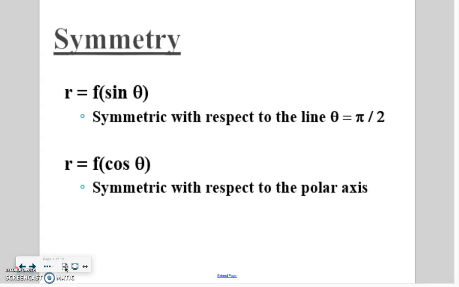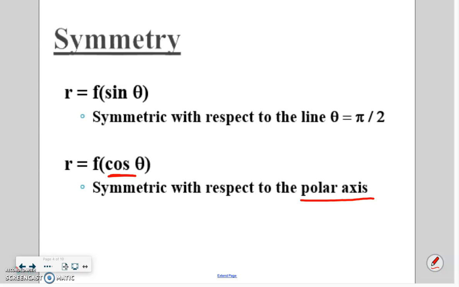Since we're in the polar system, remember that there is no x-axis, there is no y-axis. We have a polar axis, so you'll notice that anytime we have a cosine function, a Rose curve with a cosine function, you're going to be symmetric with respect to the polar axis. If you're thinking, oh, that's horizontal, so it's like what we would refer to as x-axis, you're absolutely right. But again, it's polar axis symmetry.